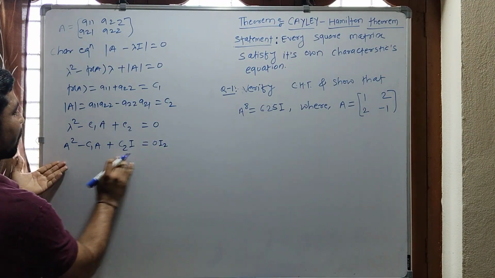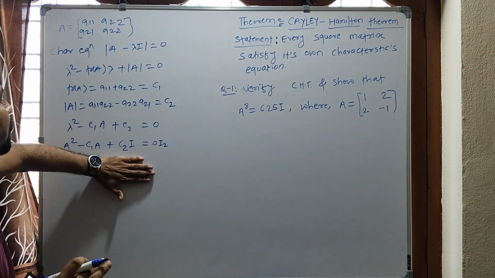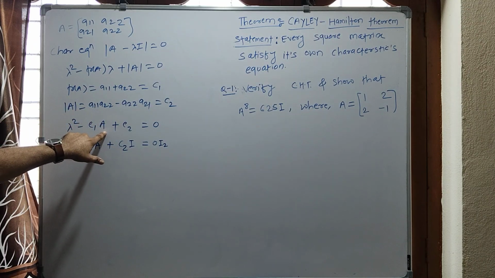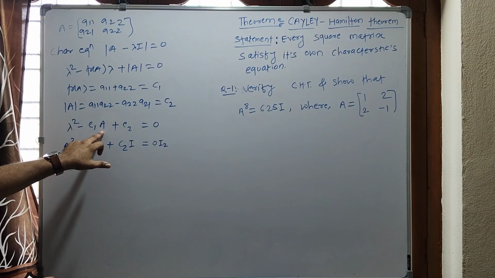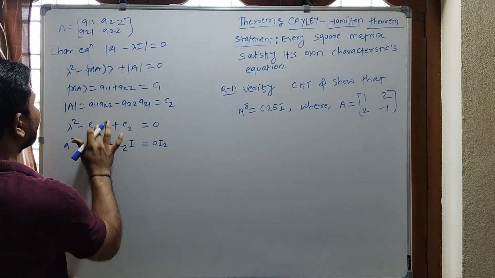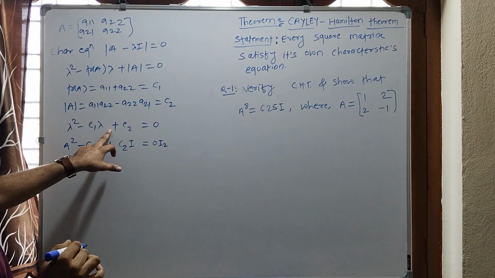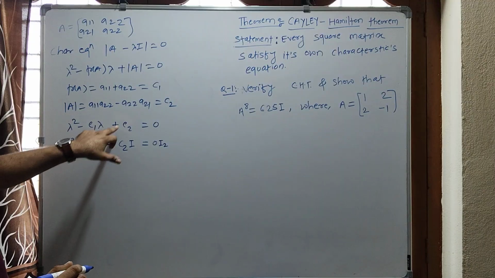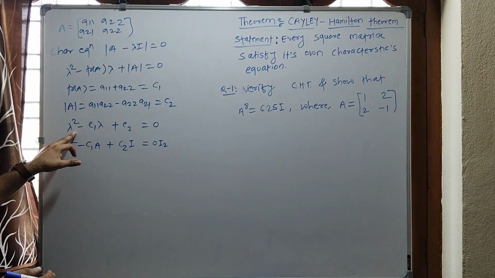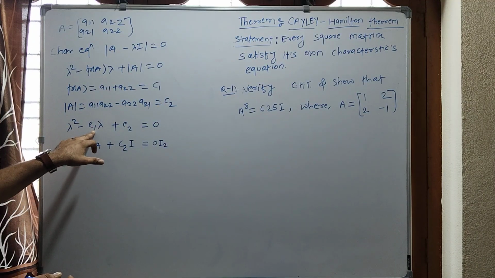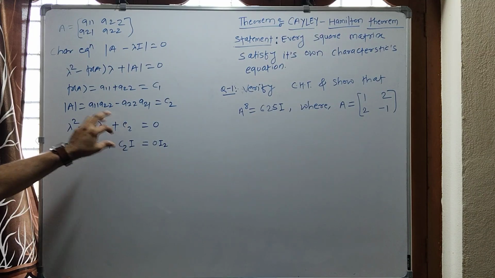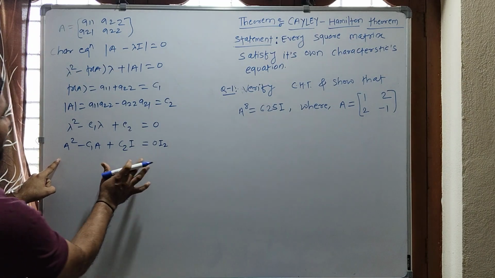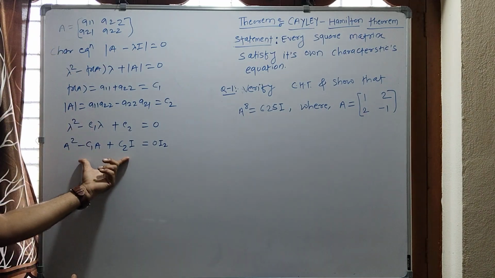Now this is the equation in terms of matrix, and this is the equation in terms of scalar. Lambda square minus trace of A into lambda plus determinant of A. So lambda square minus C1 into lambda plus C2. Here lambda is some scalar, C1 is some constant, and C2 is a constant. So this is the characteristic equation in terms of lambda, and the other is the characteristic equation of this matrix in terms of the matrix.